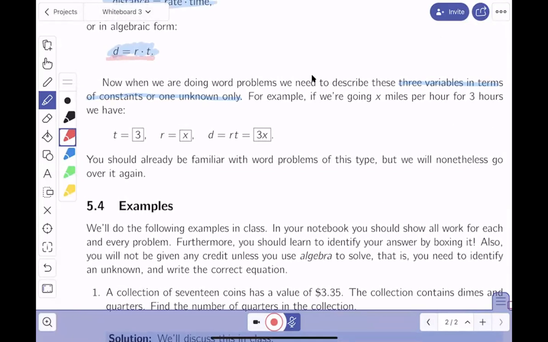All right. So let's just take a little example here. It says, if we're going X miles per hour for 3 hours, right, I would write down T is 3. The rate is X, that's X miles per hour. And the distance would be R times T, which is 3x. So I hope you realize that everything is written down, summarized in one unknown now. T is not an unknown, it's 3. R is X and D is 3x.